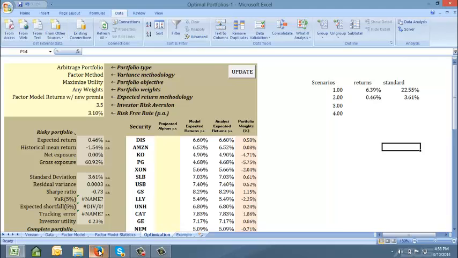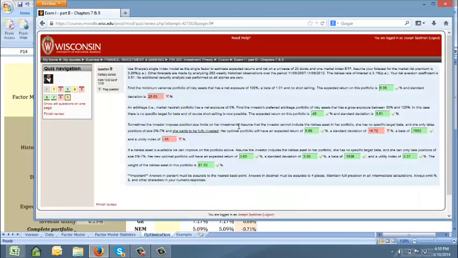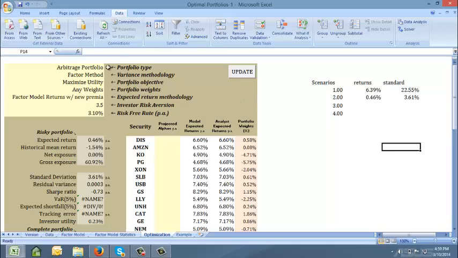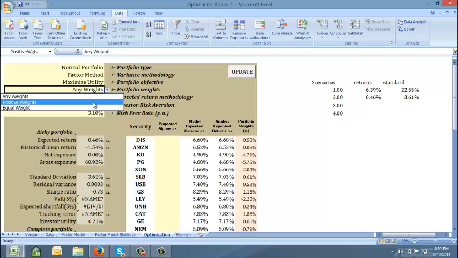Let's see, what's it asking for? Sometimes an investor imposes position size. Assume the investor cannot include the riskless asset in her portfolio. She has no specific target beta. Position size must be between 0 and 7, and she wants to be fully invested. That means net exposure of 100%. Optimal portfolio will have an expected return. Alright, so we're going to go here. Normal portfolio, factor method, maximize utility still, positive weights.